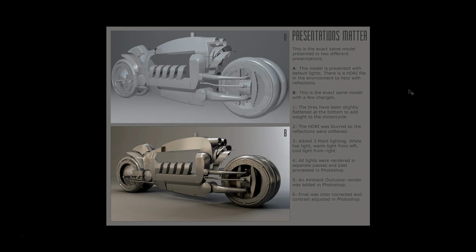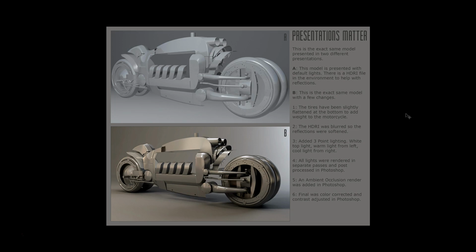Let's look at an example here. Here's a 3D model that a student was building for me in one of my classes. And this is the presentation that they did for me. This was the stage they were at. They had to do a presentation every week. And I thought it was a crappy presentation. The model's looking pretty good, but the presentation was horrible. Look at the one at the bottom. That's my presentation of that model. Same model, but my presentation.